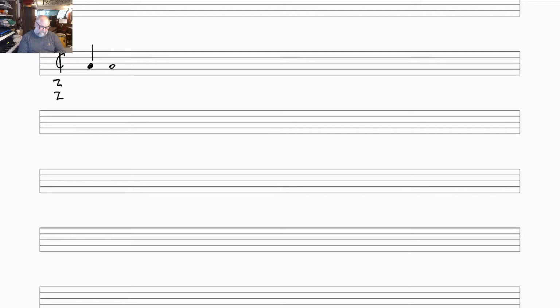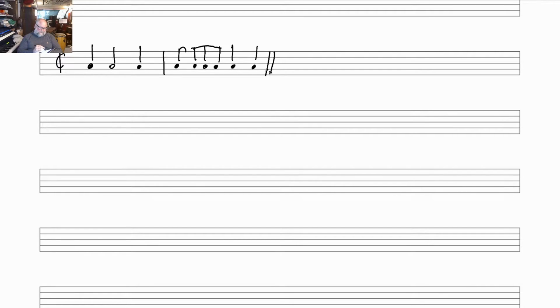Okay, so what they give us is quarter note, half note, quarter note, an eighth by itself, and then 3 eighth notes beamed together, and then 2 quarter notes. So there we go. That's 2 measures of music.